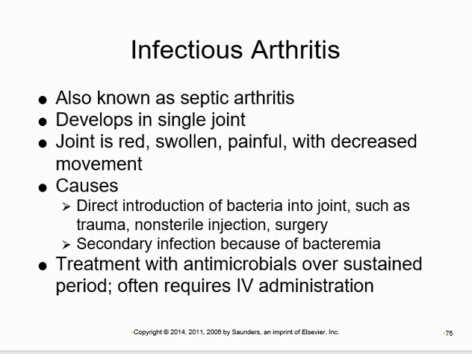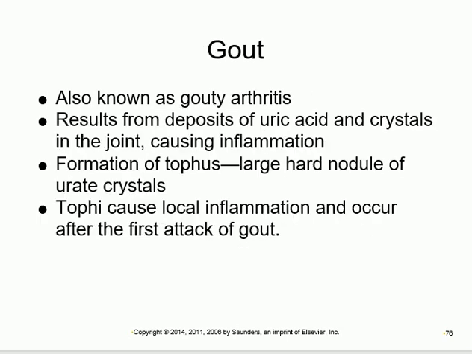Okay? Obviously, infectious arthritis, it's infection, so they need antibiotics. Gout. What do you need to know about gout? Gout is another inflammation of the joints due to the deposition of uric acid. Uric acid. This is completely different from anything else, right? It's not degeneration, it's not autoimmune, it's not infection, right? This is something different. This is the deposition of uric acid in the joint.